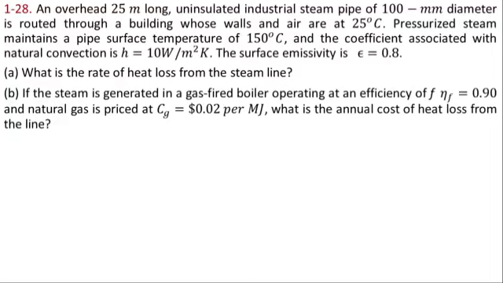In the first case, we have to find the heat loss from the pipe, and in the second case, we have to determine the annual cost of heat loss from the line, if the boiler which is used to heat the steam has an efficiency of 0.90, the boiler is a gas-fired boiler, and the price of natural gas is $0.02 per megajoule.